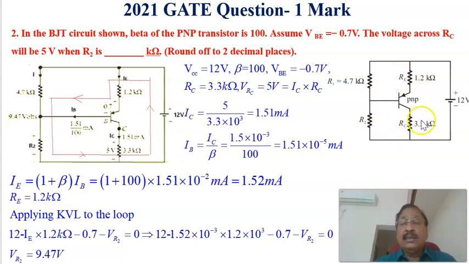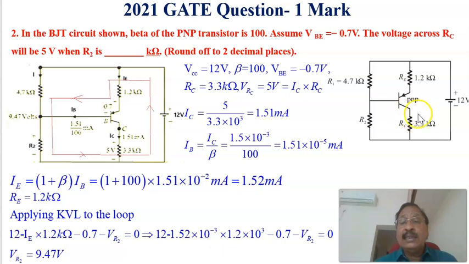Therefore, this is the circuit diagram in which the biasing voltage VCC is equal to 12 volts, and the beta value of this transistor is equal to 100, and VB is given as 0.7, and the RC value is given as 3.3 kilo ohms, and the voltage across this RC is given in the problem as 5 volts.